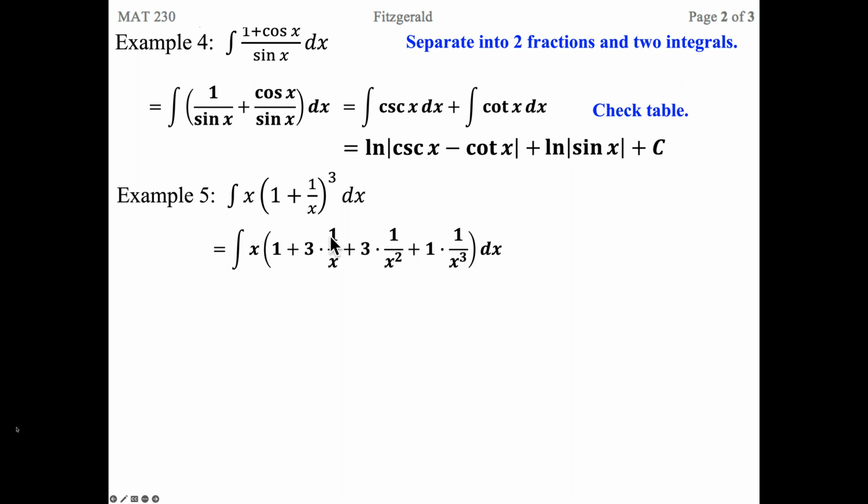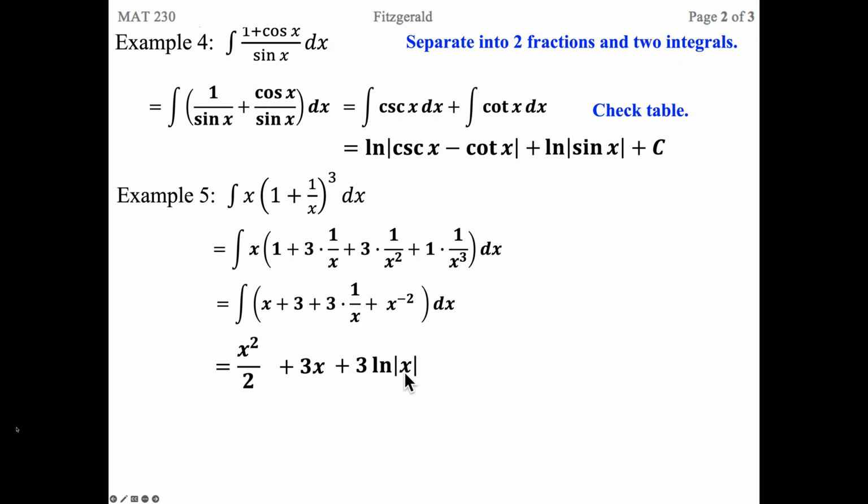Then we'll distribute the x to everybody, and in doing so, that will cancel the x here, change this x to x to the first, this one to x squared, which we're going to change to x to the negative 2 power. We'll just use the power rule. 1 over x, we'll save that for our natural log. So integrating x, we get x squared over 2 plus 3x plus 3 times the natural log of the absolute value of x. Add 1 makes it x to the negative 1, dividing by negative 1, it's a minus x to the negative 1, or 1 over x, plus c.